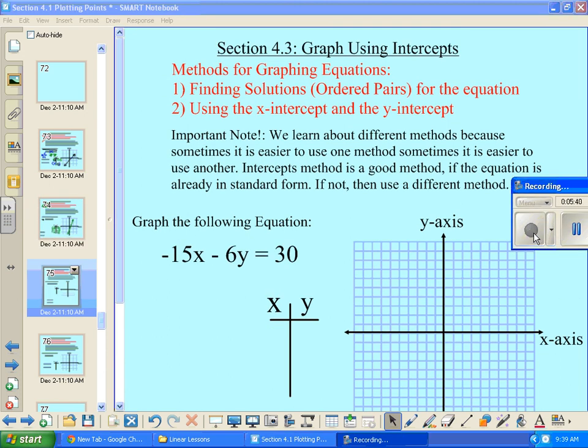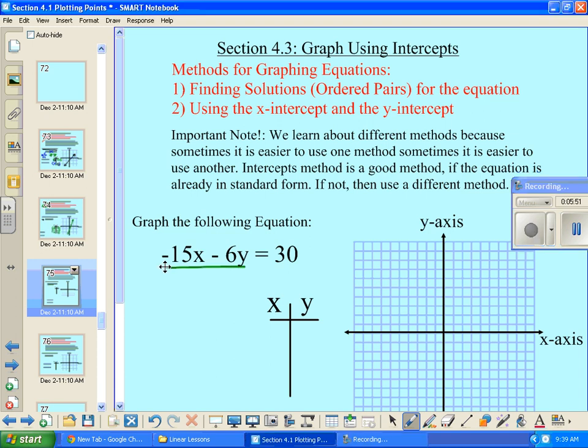Looking at just a couple more together. Again, looking at this problem, graph the following equation. It says -15x minus 6y equals 30. As I look at this problem, I see that x and y are on the same side and a constant on the other side, so I know this is in standard form. That's what this equation is in, standard form. So which method is easier to use when it's in standard form? Method number 2 is probably going to be a quicker route to the answer.